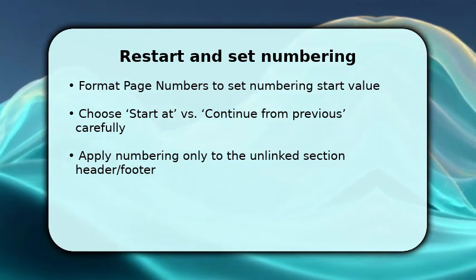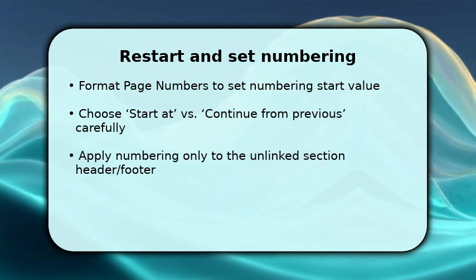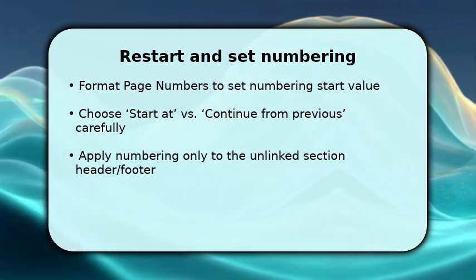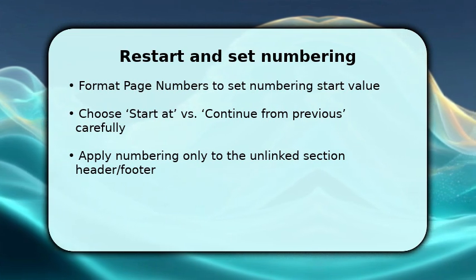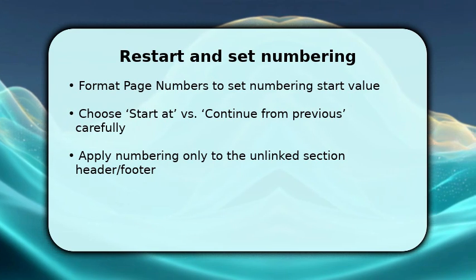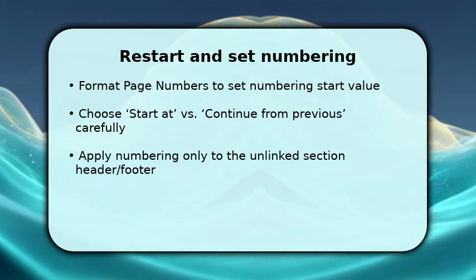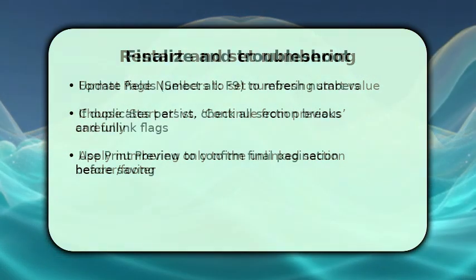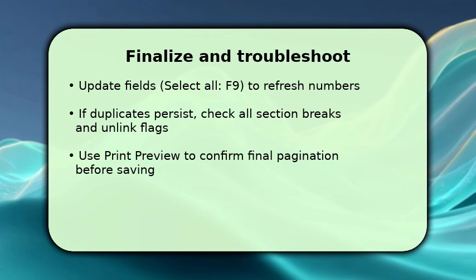Once set, preview by scrolling through pages to confirm continuity, where intended, and change other sections the same way if needed. Finish by updating fields and checking consistency. Press Ctrl plus F9 to refresh all page number fields. Once done, scroll through the document.